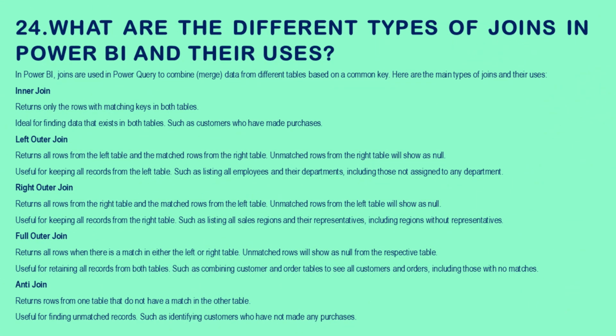What are the different types of joins in Power BI and their uses? In Power BI, joins are used in Power Query to combine, merge, data from different tables based on a common key. Here are the main types of joins and their uses. Inner join returns only the rows with matching keys in both tables. Ideal for finding data that exists in both tables, such as customers who have made purchases.